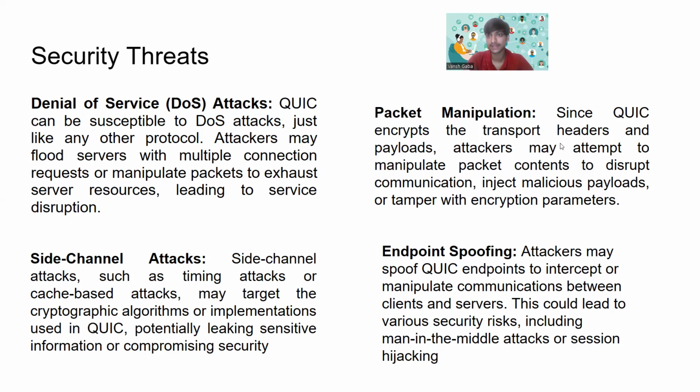Second one is the packet manipulation attack. In this, the attacker tries to manipulate the packet, inject malicious payloads, and tamper with the encryption present in the packet and make the packet corrupted. Third one is the side channel attack. This attack is based on timing or on the cache, and it targets the cryptographic algorithms used in the security of TLS, and it leaks sensitive information or compromises the security.